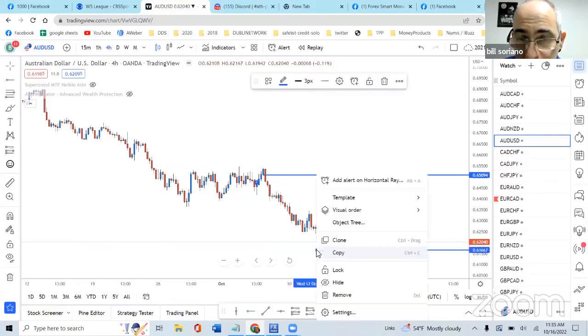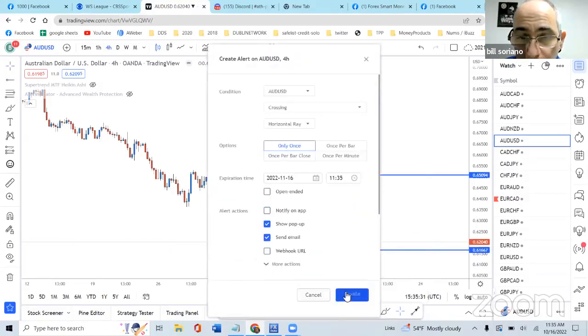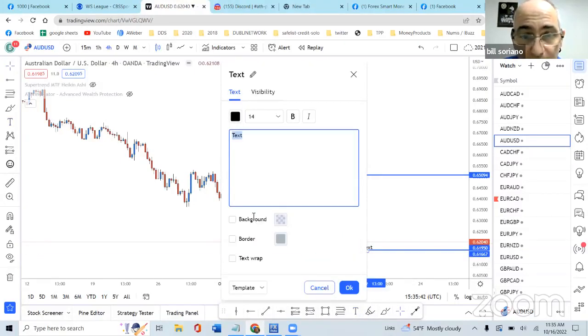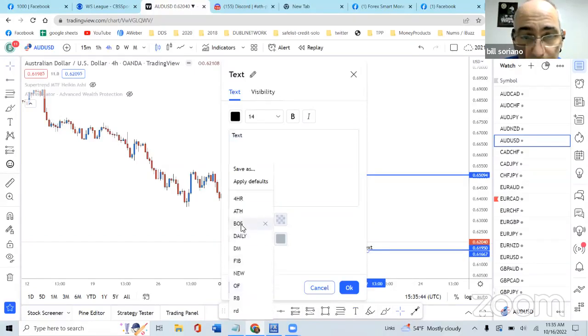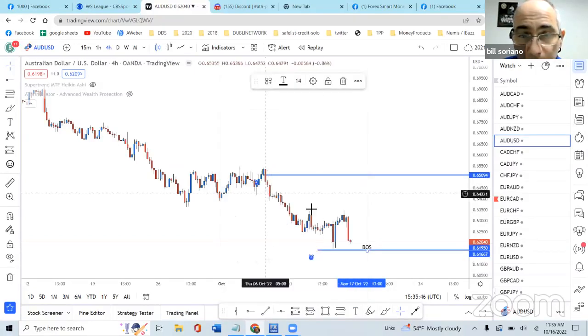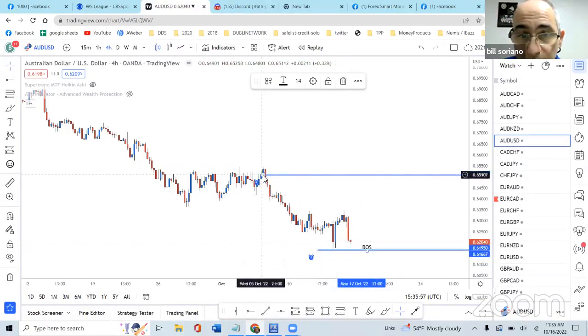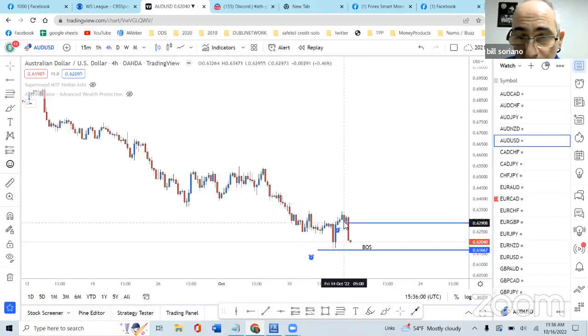I'm going to set an alert down here, and I'm going to mark this alert as break of structure. What I'm doing here is telling myself that if it comes back up here and hits this 4-hour area, then I'd want to look at taking a sell. But also if it comes down here and breaks structure, then I can move this alert to this banker candle right here.